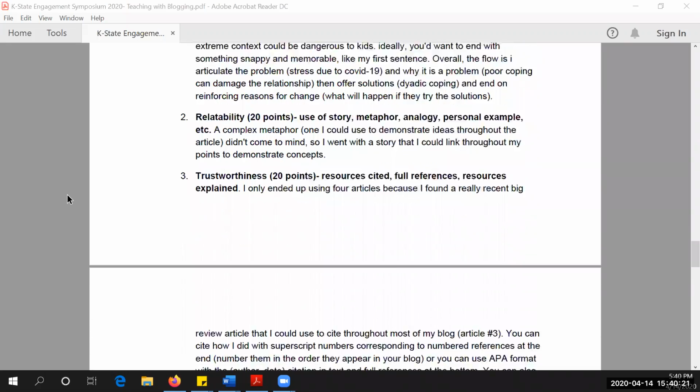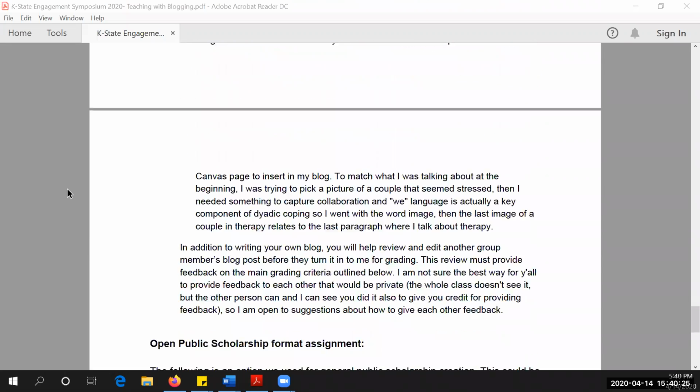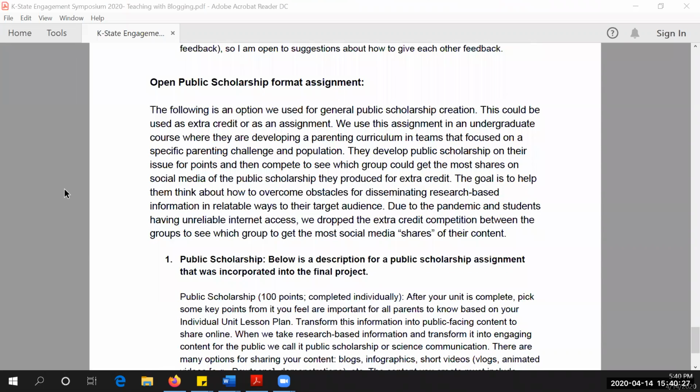Yeah, and you can see that this is her rubric and her explanations for this. We're going to scroll down to the open public scholarship format assignment. And so I use this in a couple different ways. Amber had them work with blogs, and this is actually an assignment that's upcoming, so I'm not sure how it's gone yet, but I'm excited to look into it.